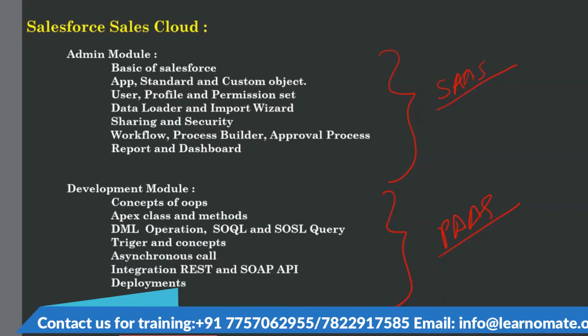But in a complex scenario, suppose there is a business requirement that is not fulfilled by the admin part, at that time I need to write some code. So I can use the platform as a service, and with its help, I can customize things. In the admin part, there are apps, standard or custom apps, standard and custom objects, then user profile, permission set, data loader, import wizard, sharing and security, then workflow, process builder, approval process, and many more things.